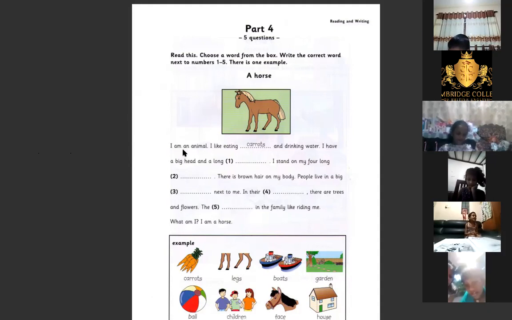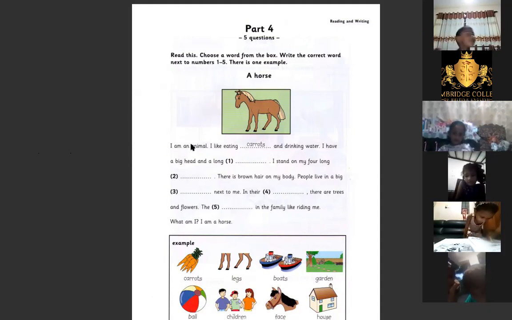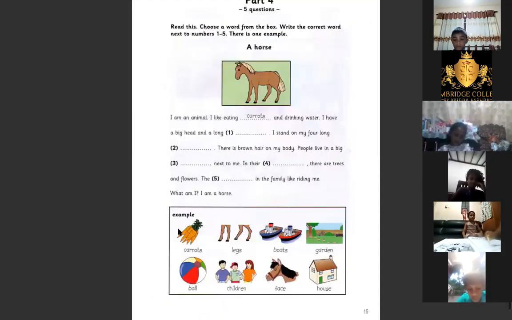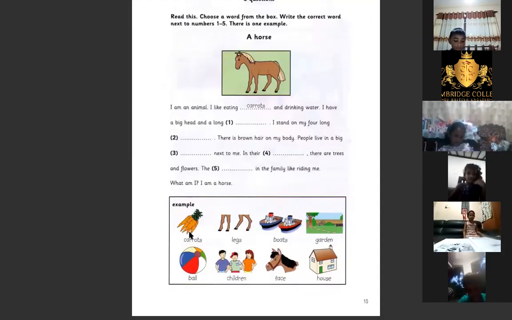Right. I am an animal. I like eating carrots. I am an animal. I like eating carrots. Then you can see the word carrot. That is an example. So carrot is a vegetable.